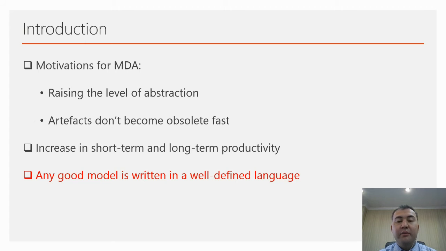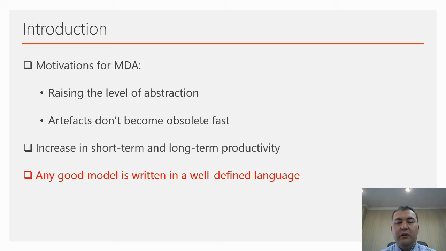The basic underlying motivation for the MDA is to improve productivity in the software development process. That is, to increase the value derived from a given amount of effort. It delivers this benefit first by raising the level of abstraction at which primary software artifacts are written. Second, by reducing the rate at which these artifacts become obsolete.